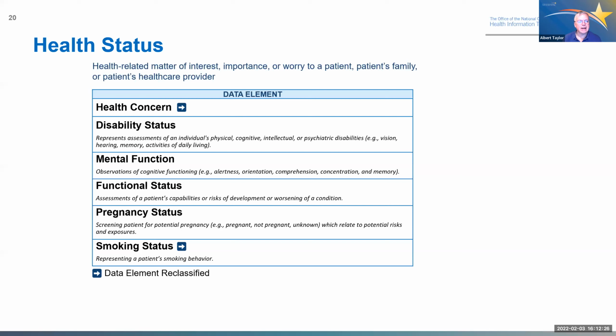And by adding health concern and smoking status to the health status data class, the draft V3 actually gets rid of two data classes, which is really just an organization around a common theme. And we felt like the common theme of status or function was sufficient to include these in this particular data class.